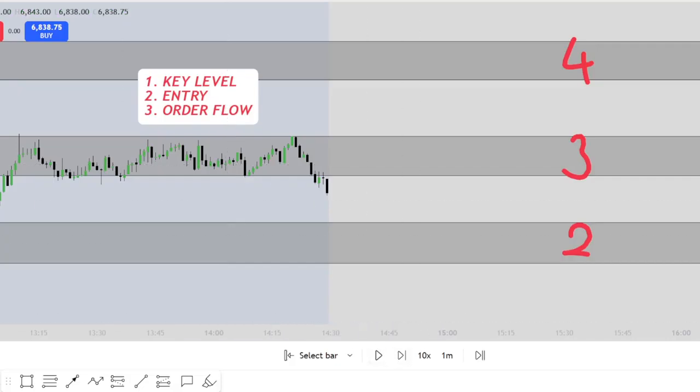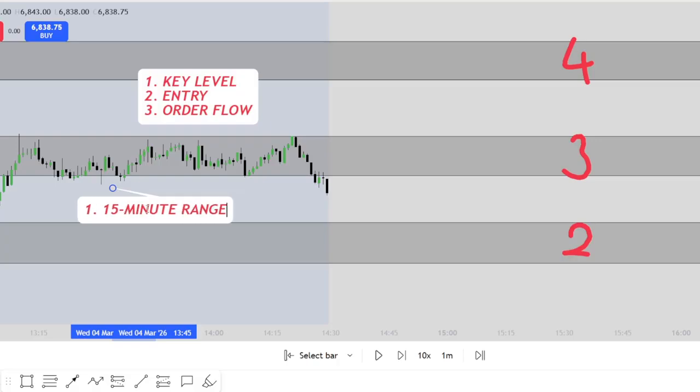So first, what I do is I wait for the first 15 minutes. So I don't trade the first 15 minutes, or I very rarely trade the first 15 minutes. And I call this the 15-minute range. Some people call this the opening range breakout. I don't want to confuse it with that, because the opening range breakout is often, people mess up with that because they don't know either how to read the key levels or they don't have the right order flow system in place. That's why I don't like to call it the ORB. I prefer to call it the 15-minute range.